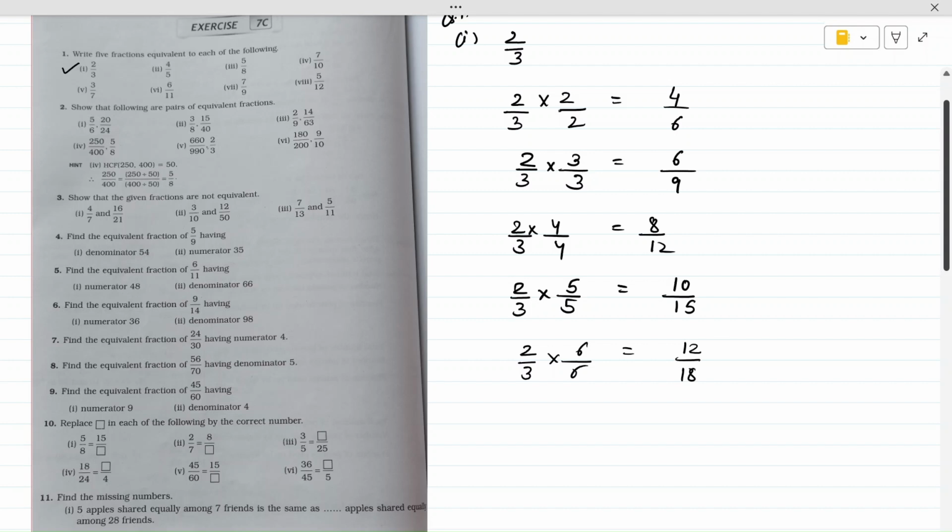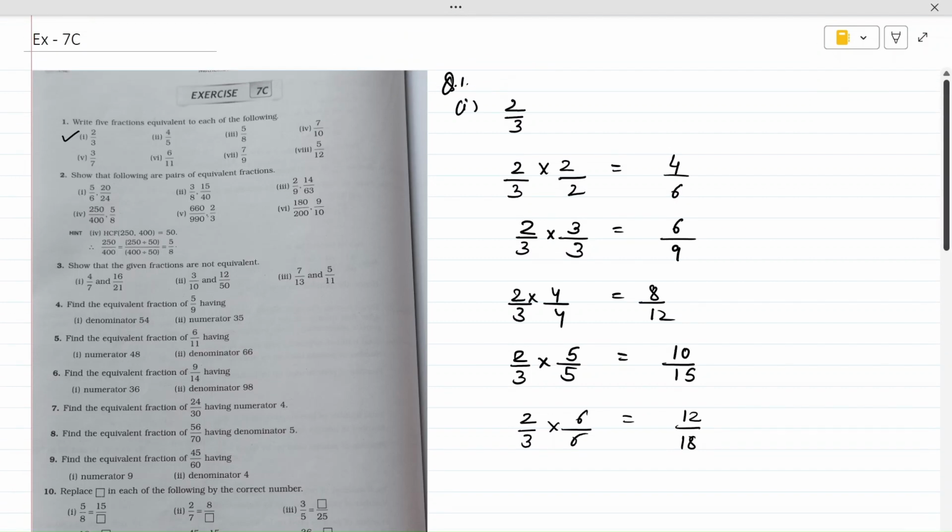So all the 5 fractions we have found are equivalent to 2 by 3. That means if you simplify them, you will get the same number. So this is a method using which we can find the equivalent fractions of any given fraction. Right. So kids, this is one question. I'm also picking another question for you. Let me pick question number 6 now.